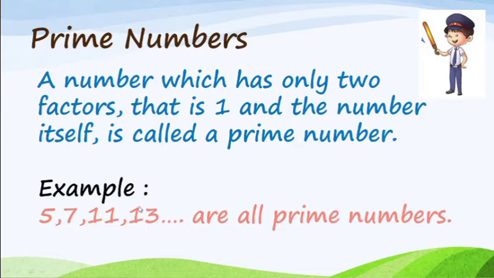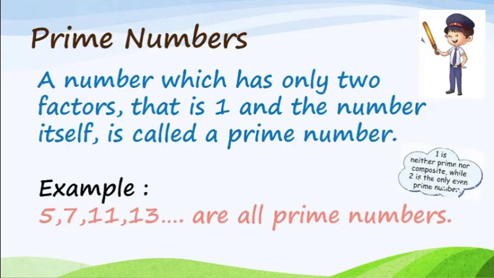Because when we try to find the factors of these given numbers, you will find they consist of only two factors, one and the number itself. Factors of 13 are 1 and 13, factors of 11 are 1 and 11, factors of 7 are 1 and 7, like this. So they are all considered prime numbers.